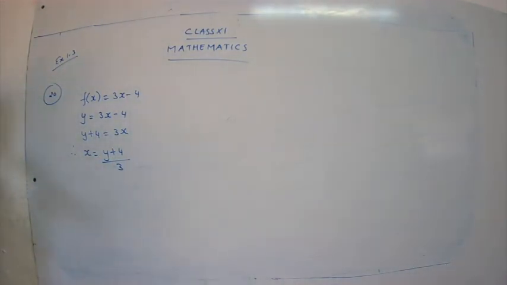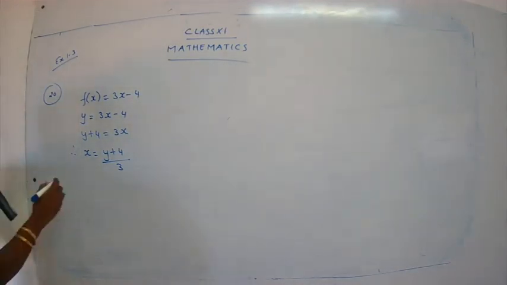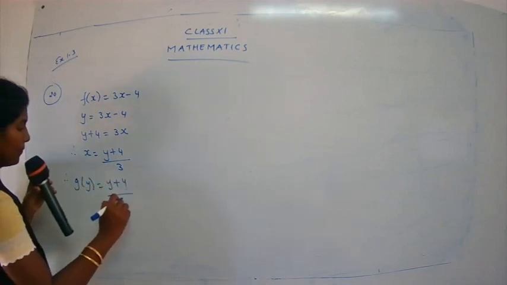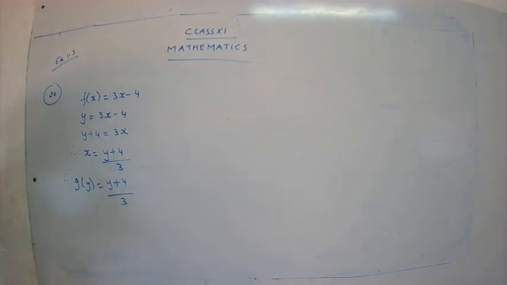Is it clear children? So we got the value for x. What is the value for x? (y plus 4) upon 3. And I have told you that x is g of y. Good. So write down: therefore, g of y is equal to (y plus 4) upon 3. Done. I hope you have got this answer. So you have written f of x in terms of y, and once you get the value, you have to change this in terms of x and write it as g of y.